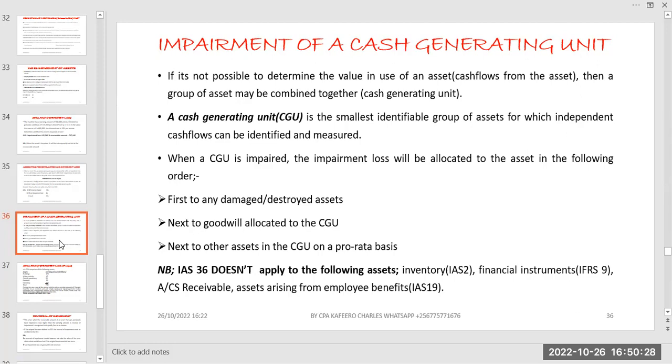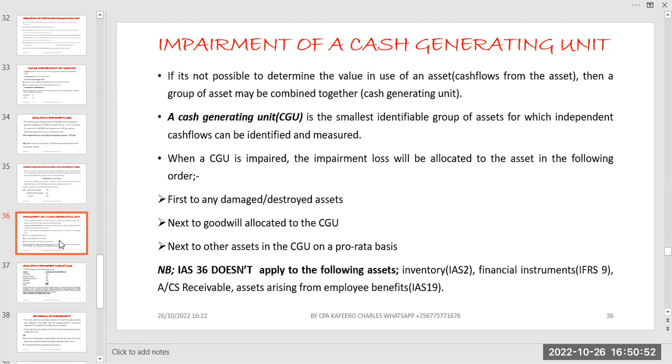million, and the damaged items, maybe they were for 5 million, and maybe the goodwill that was allocated was 10 million, and you find that you are not remaining with anything. If you are not remaining with anything, then these other ones, you just leave them.